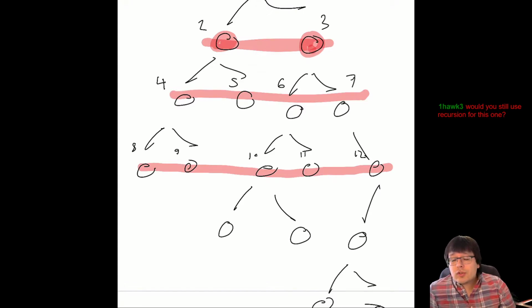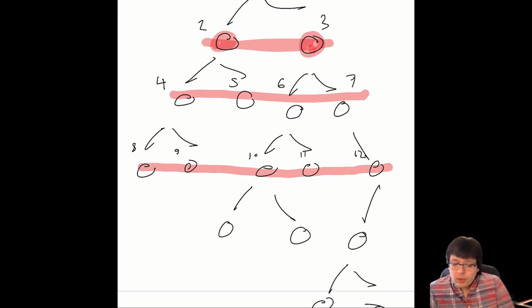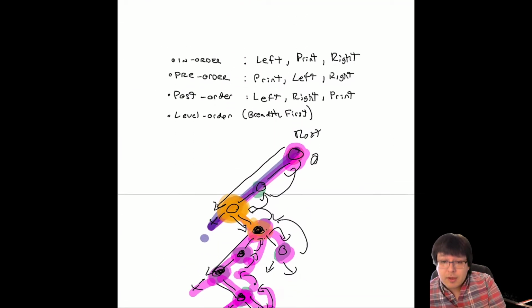Would you still use recursion for this one? Well, there's a lot of ways to do it. You don't have to use recursion. You can use like a stack or a heap. Sorry, heap, no, stack or queue. But essentially, the other nickname for level order is breadth first search. That's why I have up here breadth first.